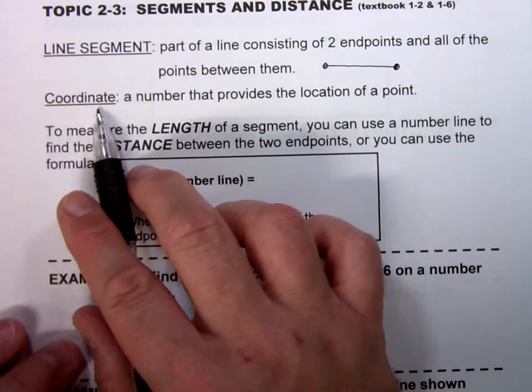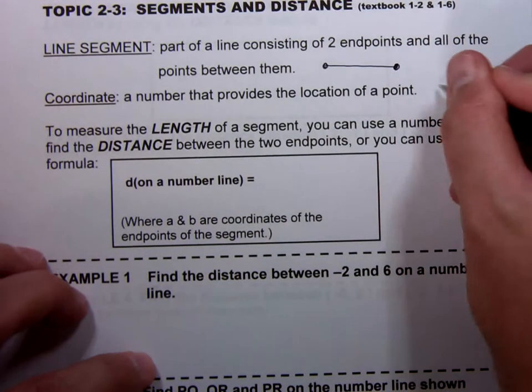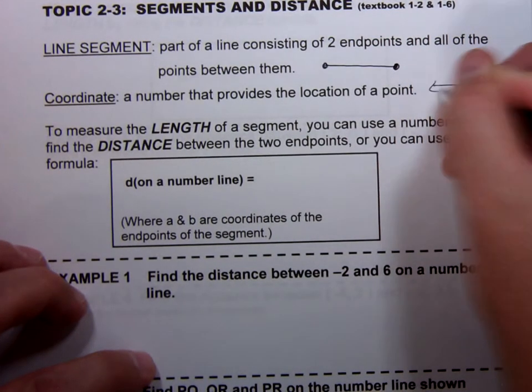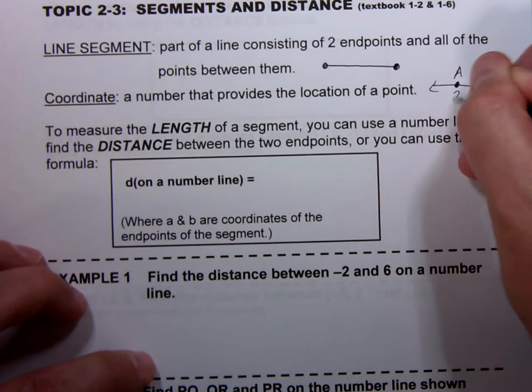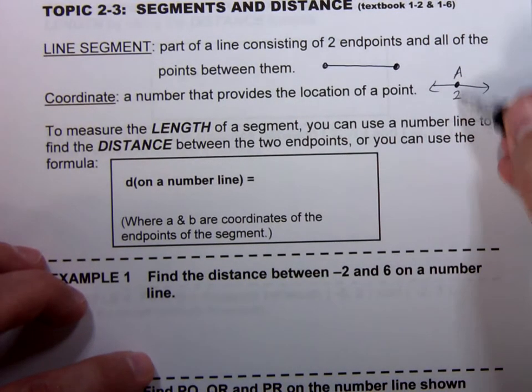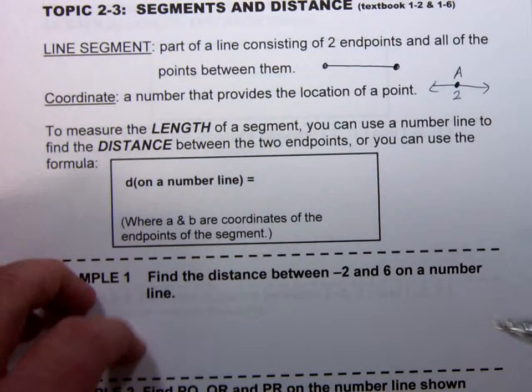A coordinate is a number that provides the location of a point. So if you are on a number line and you have point A, the number that goes with it is the coordinate. So this is the name of the point. This is the coordinate of the point. It gives the location.